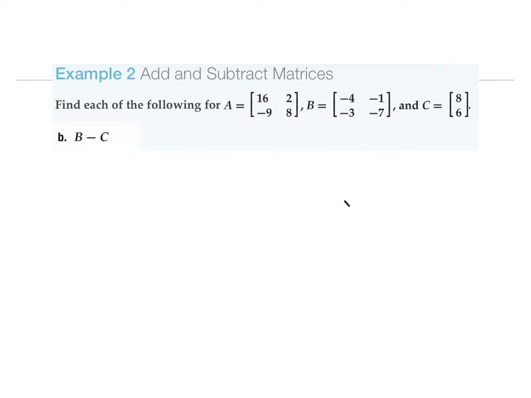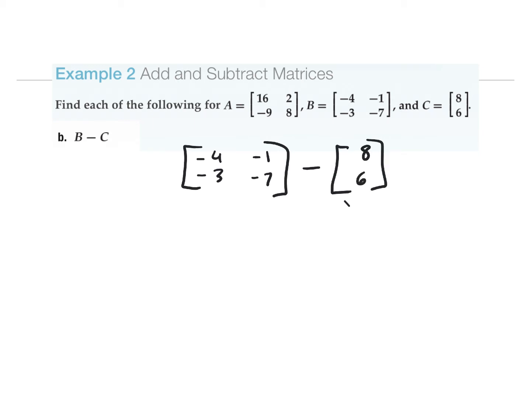In the next example, we're subtracting. So it says B minus C. So B is -4, -1, -3, -7, minus C, which is 8, 6. Remember, if we are adding or subtracting matrices, they have to be the same size. So this would be a 2 by 2 matrix. And the second one would be, we have 2 rows and 1 column, so 2 by 1. These are not the same size, so we can't add them. So I think in the homework it says that you leave your answer as undefined. Can't add them.